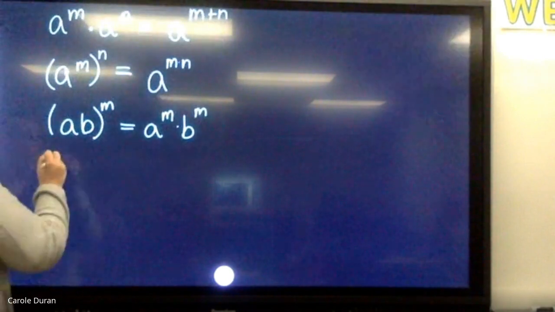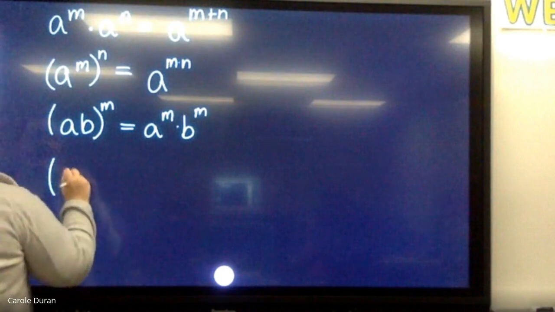And then one last one. What if I have a to the m times b to the n, and I want to take it all to the p power? That p is going to multiply into each of the exponents that exist inside the parentheses. So this becomes a to the m times p times b to the n times p.